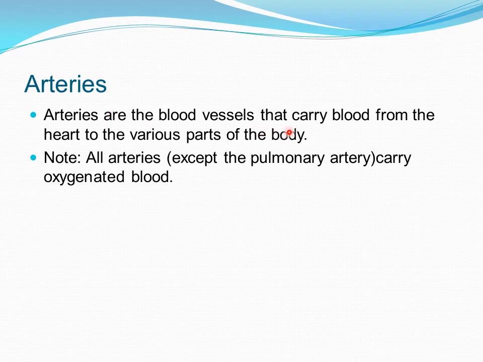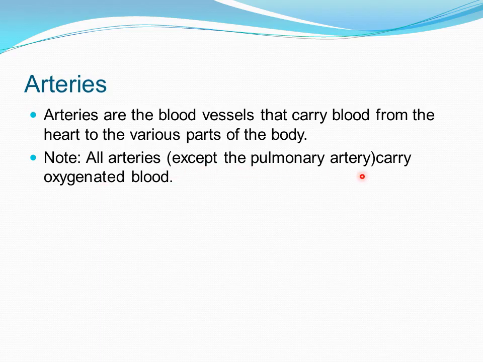Arteries are the blood vessels that carry blood from the heart to various parts of the body. Now, mostly all the arteries carry oxygenated blood. So, what does the term oxygenated blood mean? That is pure blood or the blood which is oxygen rich. So, the arteries are mainly carrying the oxygenated blood, that is oxygen rich blood, except the pulmonary artery.